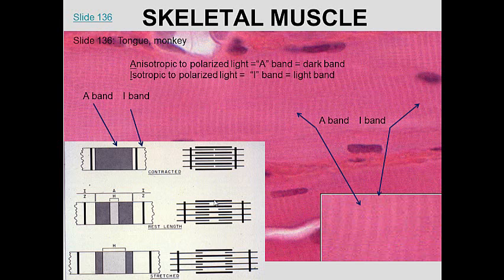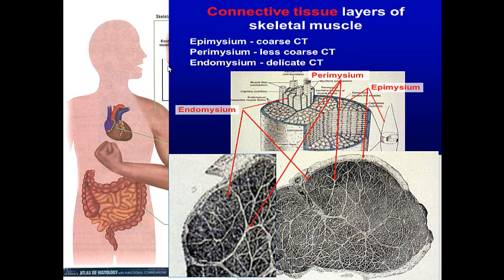And so if they totally overlap, the actin overlaps the myosin, you have it contracted. If there are spaces where you have either actin alone or myosin alone, which is the H band, that is the relaxed state. So we see the dark is the A band and the I band is the light band.